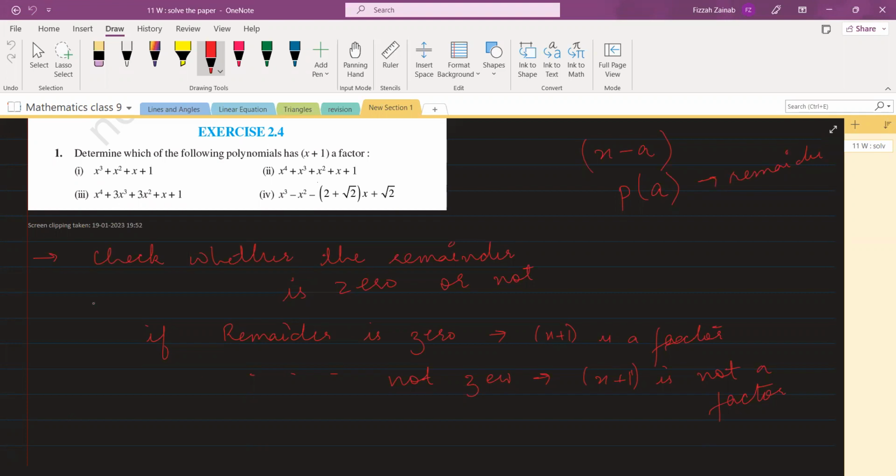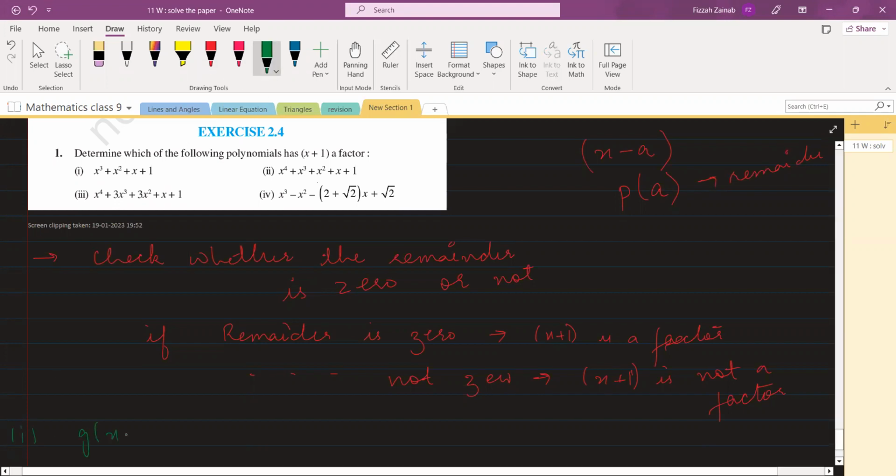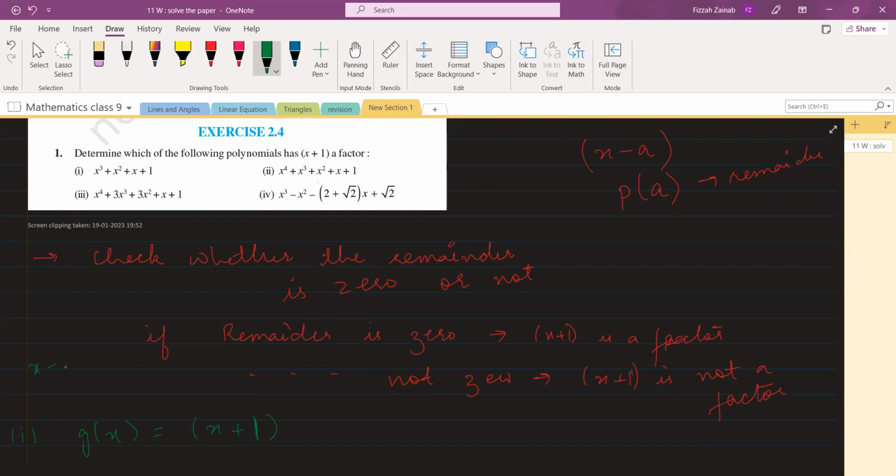Yes, ma'am. Okay, so first question, first part. So g of x is the same in every question. So g of x is x plus 1. That means it is x minus of minus 1, isn't it? So this is your a. A is minus 1 here. Or you can find it like this also: if you do g of x equal to 0, then x plus 1 is equal to 0, so this will give you x is equal to minus 1. So this is your a. Is that fine? Yes, ma'am.